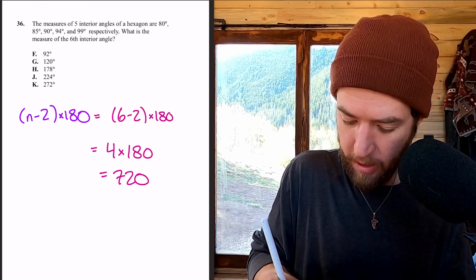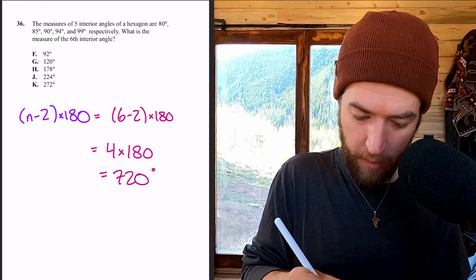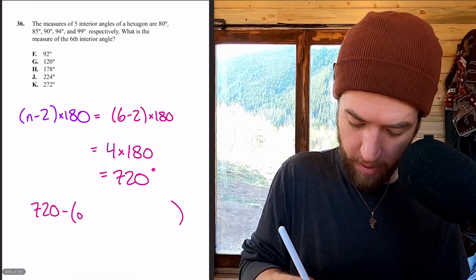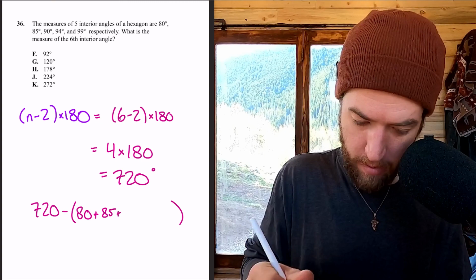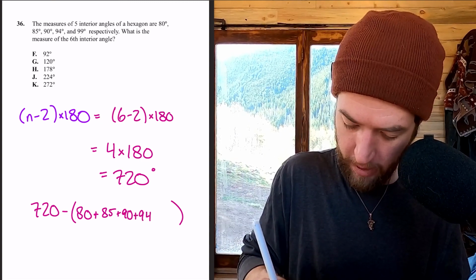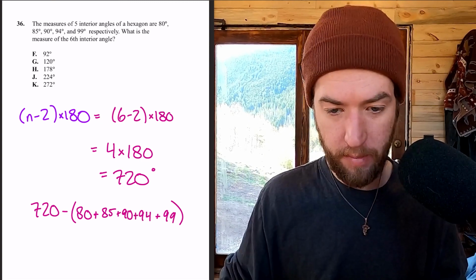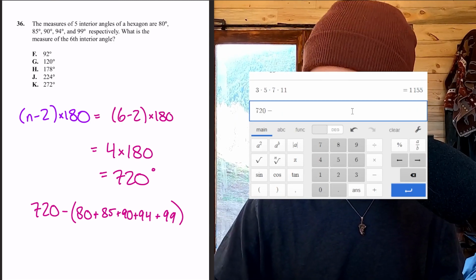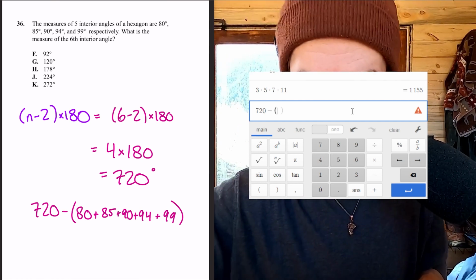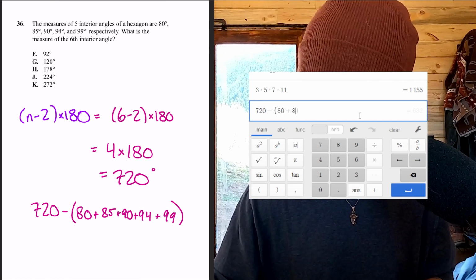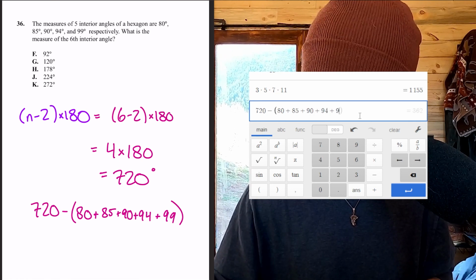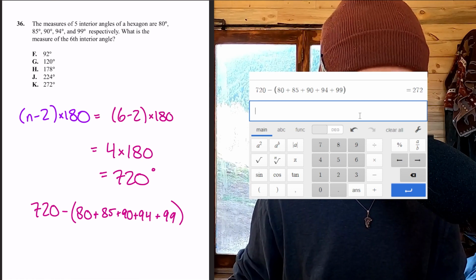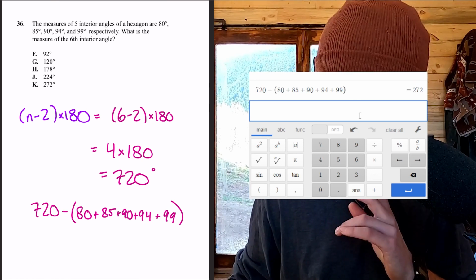360, 720. So 720 total degrees. And we're basically looking for the missing one, so 720 minus all of those added together. So 80, 85, 90, 94, and 99. Subtract that off. Let's just bust out the calculator for this one. So 720 minus, in parentheses, we've got 80 plus 85 plus 90 plus 94 plus 99. 272? That doesn't seem right.